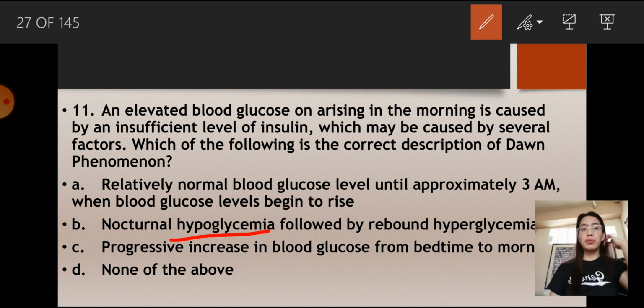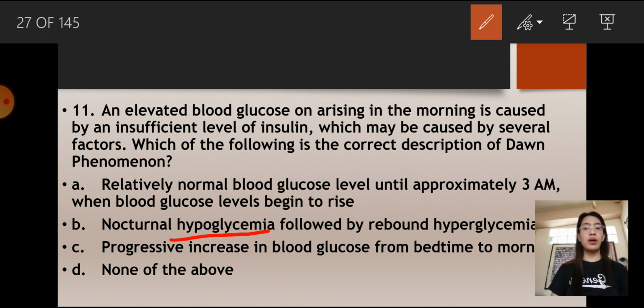So, nung bumagsak yung blood sugar mo, ang gagawin ng katawan mo dyan, it will try to raise the level of your blood sugar by releasing your counter-regulatory hormone known as your glucagon. So, lalabas ngayon si glucagon. Ang resulta, biglang tataas yung blood sugar mo.